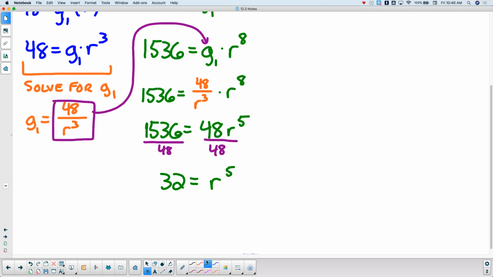Now what? Which root am I going to take? The fifth root. I'm going to take the fifth root on both sides. And what is the fifth root of 32? 2. So my common ratio is 2.